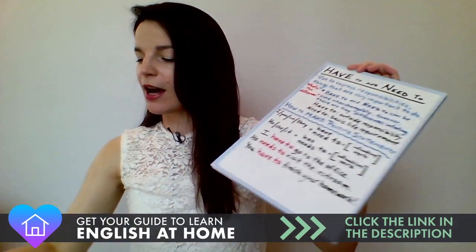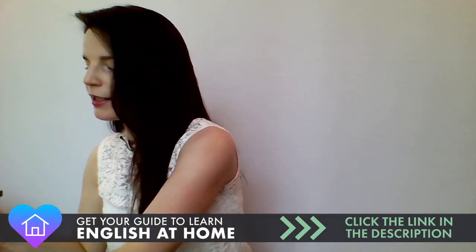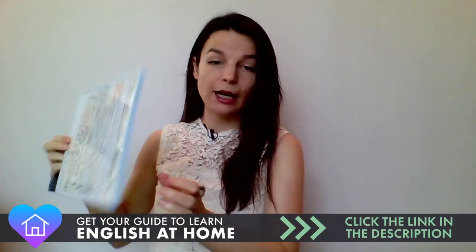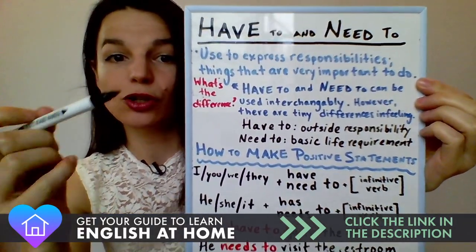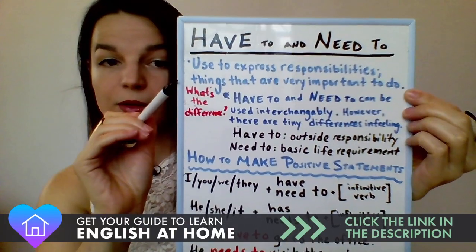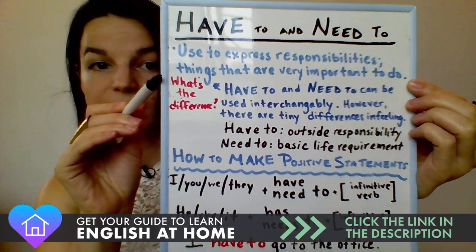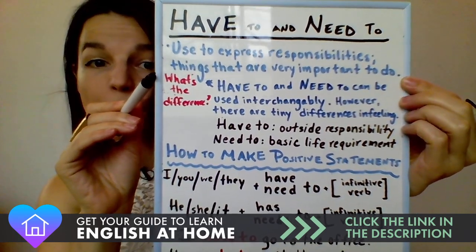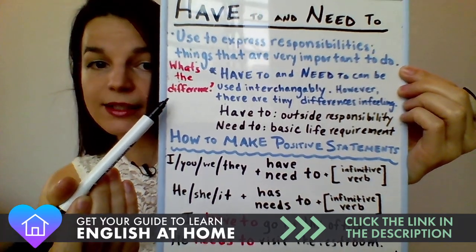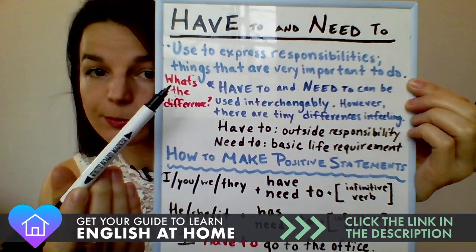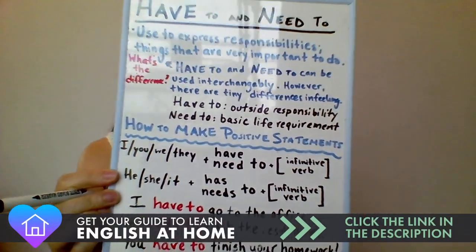Let's start with this first one, have to and need to. So first let's review the grammar point in general, today's focus grammar point. Have to and need to. We use have to and need to express responsibilities, things that are very important to do. So a really, really common question here is what's the difference? What is the difference between have to and need to? Many people ask me this, many people have sent this to me.